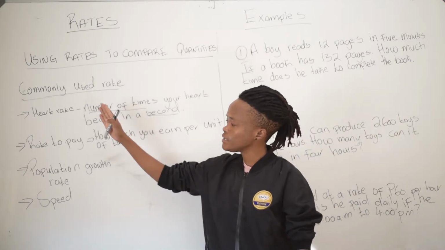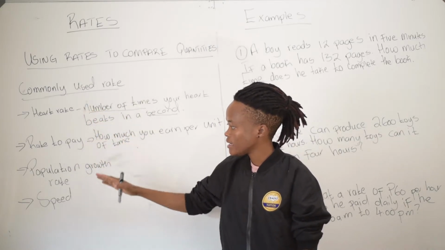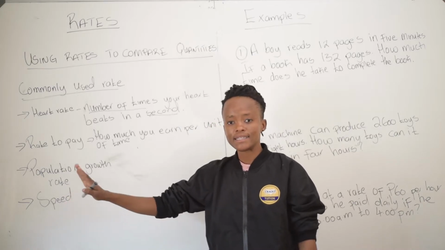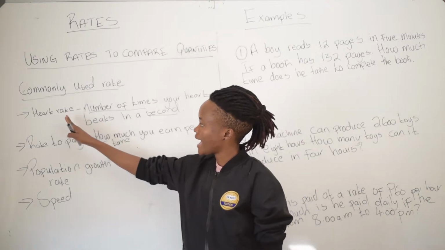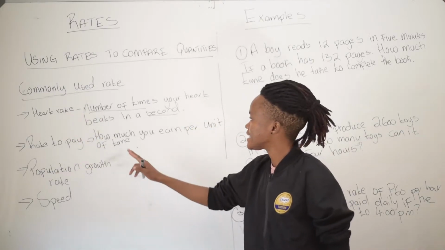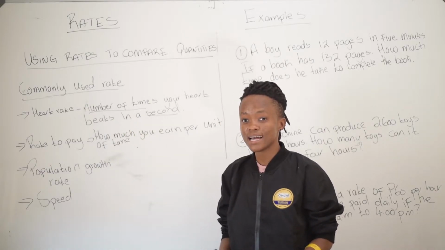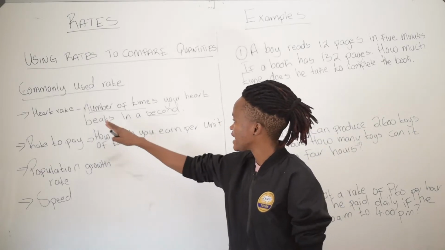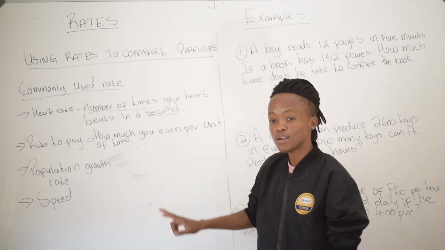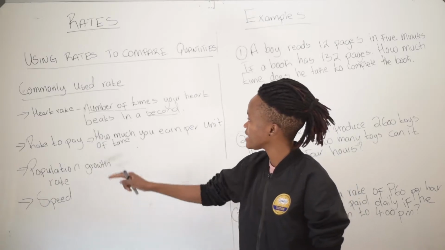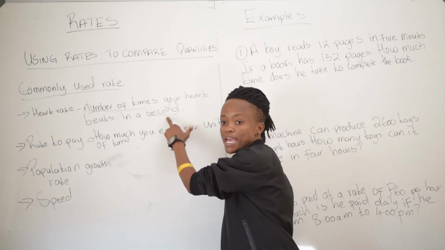So we have the commonly used rates. We have the heart rate, the rate of pay, the population growth rate, the speed rate, the inflation rate. When you talk about the heart rate, we are comparing the number of times your heart beats in seconds. You can see that they are comparing two things there. How many times does your heart beat? Looking at what? Looking at the time. So they are comparing the number of times your heart beats with time.